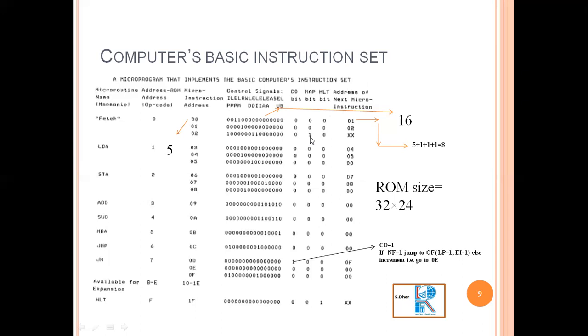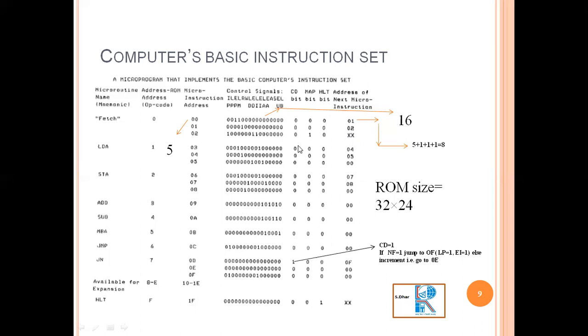Now if the map bit is 1, it has to jump to the address which it will get after the decoding of the instruction. After decoding, if the instruction is LDA, it will go to the address 1. If it is store, it will go to the address 2. If it is add, it will go to the address 3. If it is sub, it will go to the address 4. In this way, this address is not written here, it will be generated after decoding, and the processor control has to jump to that particular address. So when the map bit is 1, the processor has to jump to the particular address which it gets after decoding the instruction.